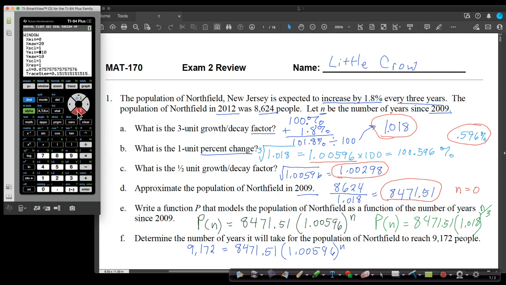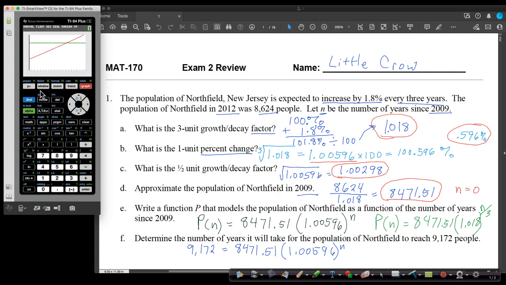But here's where we go. Y minimum. We know we're starting at 8,400. So let's have the y minimum be 8,000. And we won't see the x-axis, but that's okay. How about the y max? Well, we're going to 9,172, so we don't need to get much bigger than that, but how about 9,500? Now, when we hit the graph button, we should see our graph.